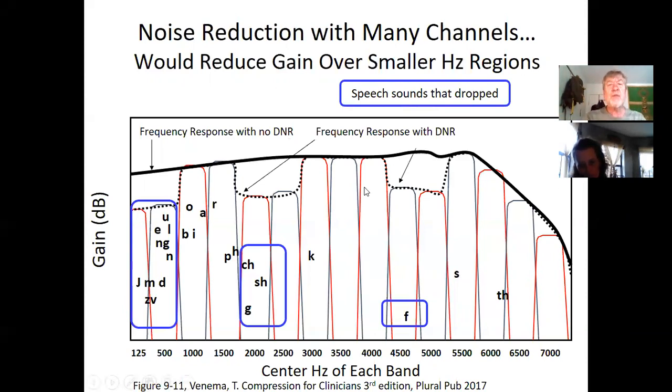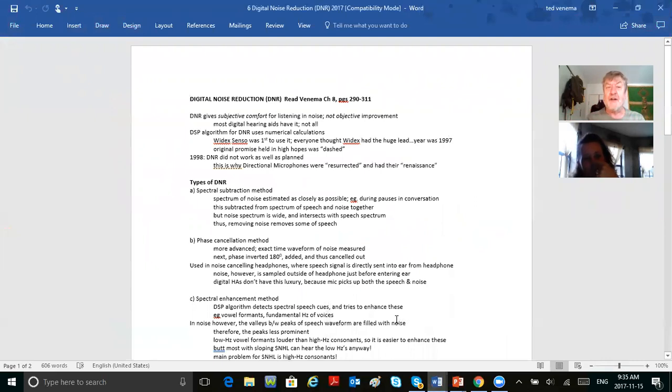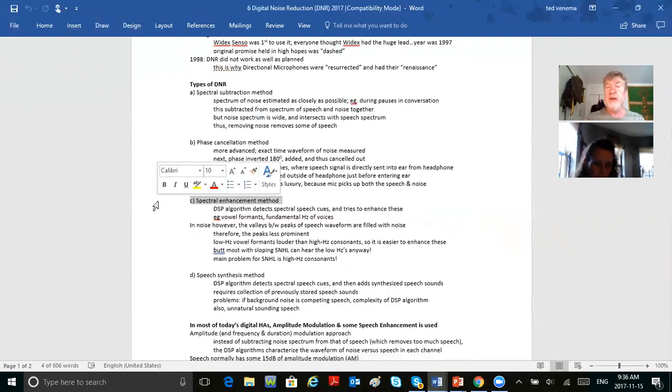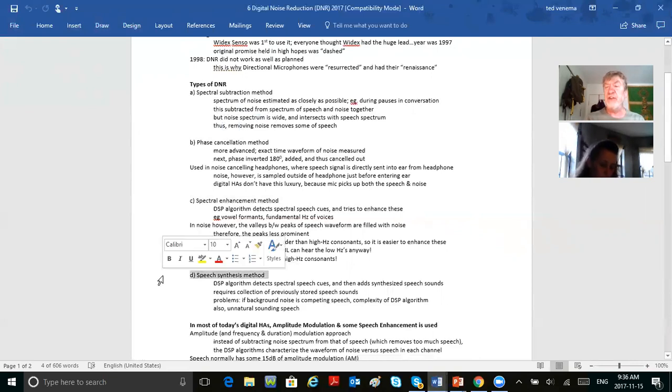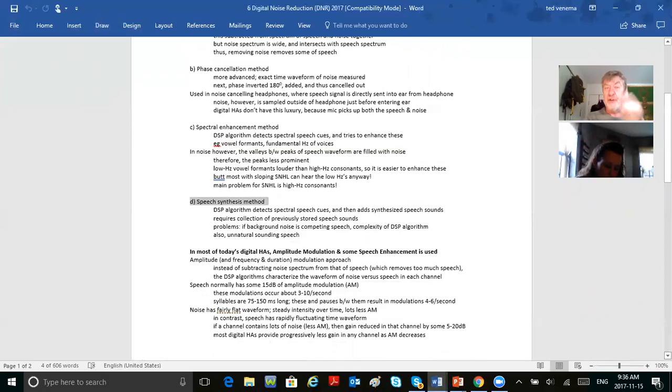All right, so we can go back to where we were and just talk about summarizing this particular unit. There are various types of digital noise reduction out there. We said the first one was called spectral subtraction. We said the next one was called phase cancellation. And then we had another type called spectral enhancement. These three are the ones that we should really concentrate on. The last one, letter D, speech synthesis, don't worry about that one so much. That's a harebrained idea in somebody's head, but we need to concentrate mostly on those three.